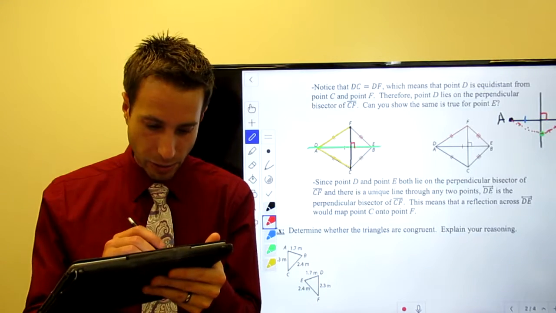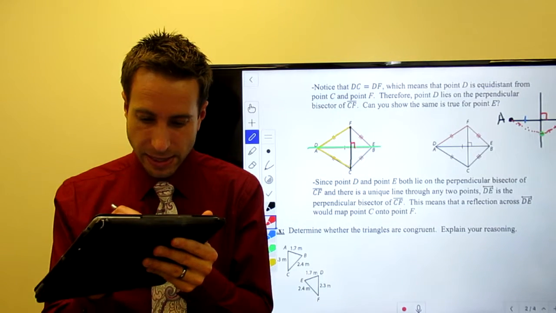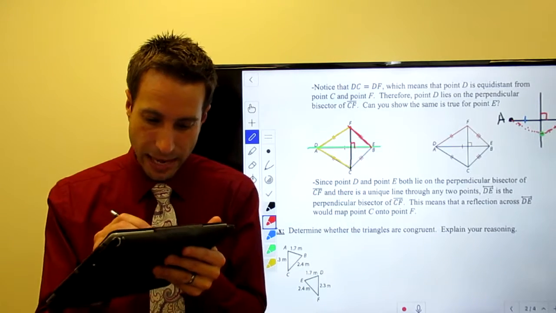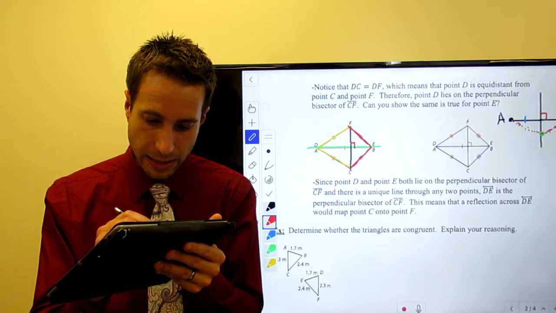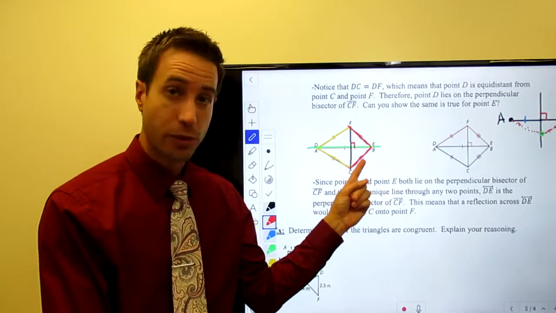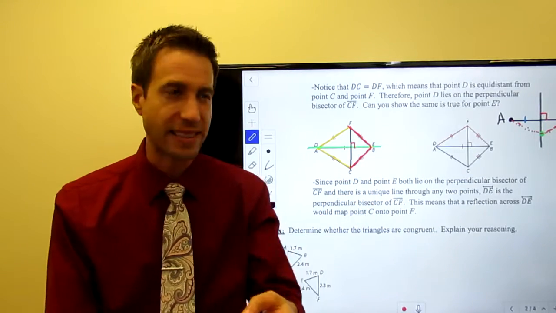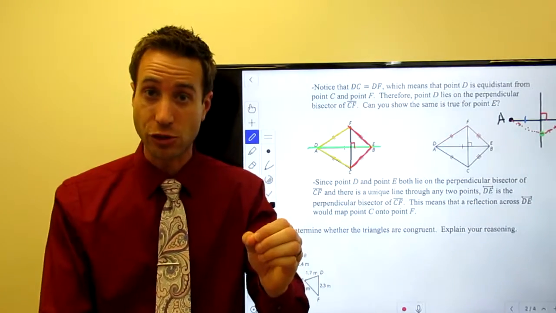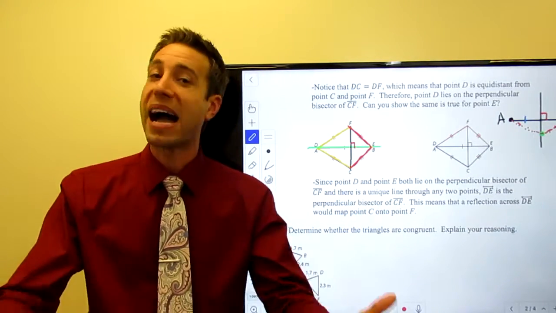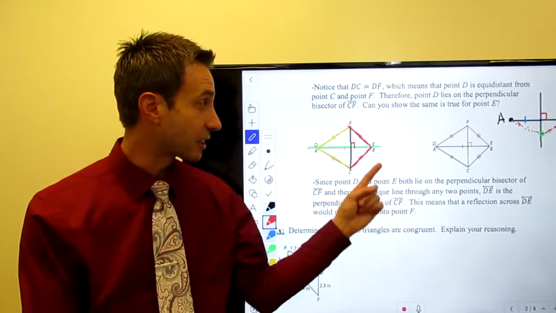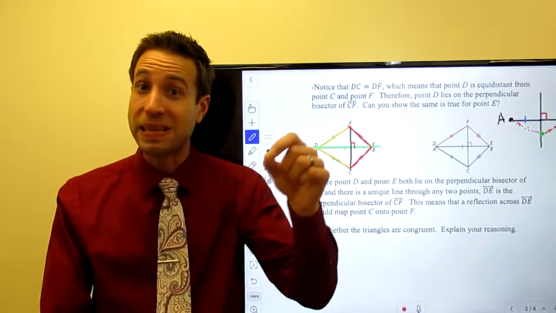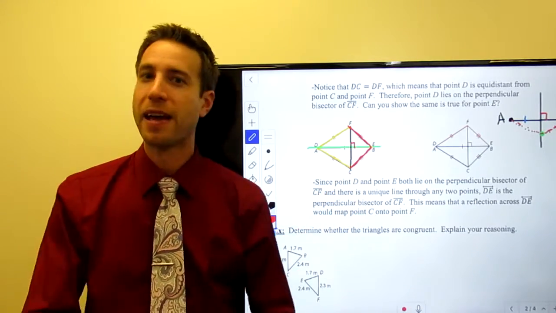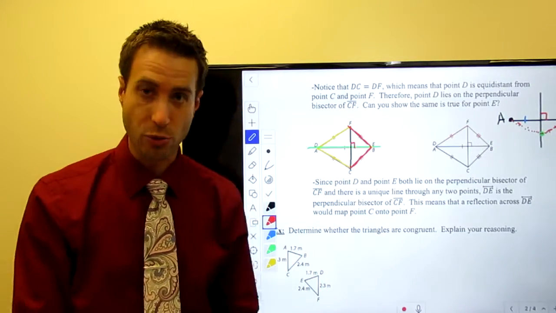Let me use a different color. E, this distance right here from E to F, is the same as the distance from E to C. I know that because 3 hash marks, 3 hash marks. That tells me that they are congruent. So EF and EC are the same measure, the same length. Well, again, by the definition of the perpendicular bisector, that means that E must be on the perpendicular bisector of FC.